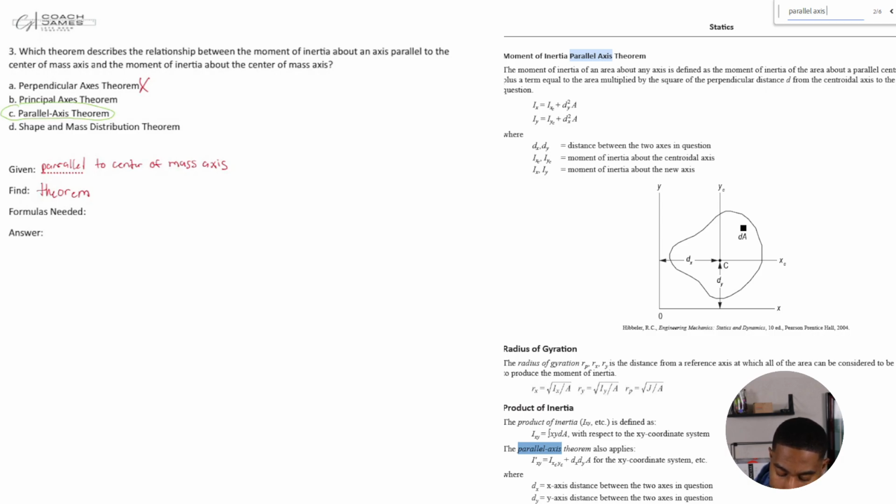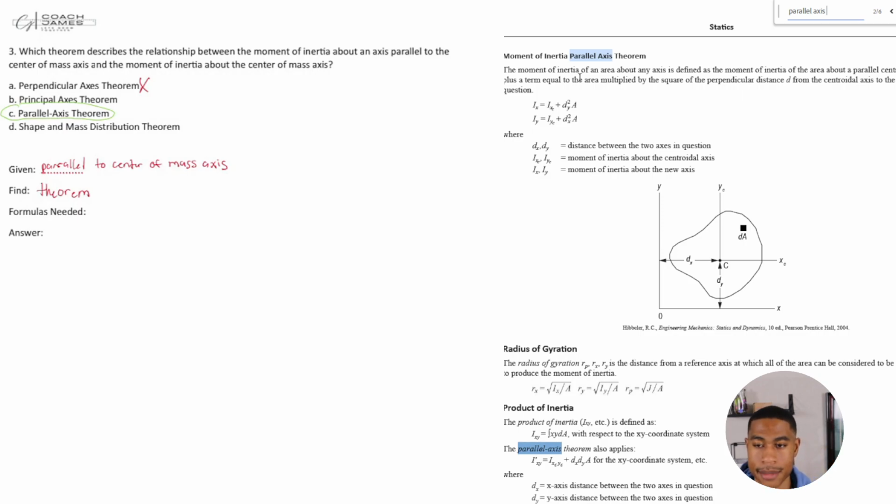Shape and mass distribution theorem. No. Anytime you're wanting to get the moment of inertia and you have two axes in question and those axes are parallel, then basically you can't just take its original moment of inertia. You have to get the moment of inertia of the axis, and then you have to add a distance between the two axes in question and multiply it by its area. So your answer is going to be C.